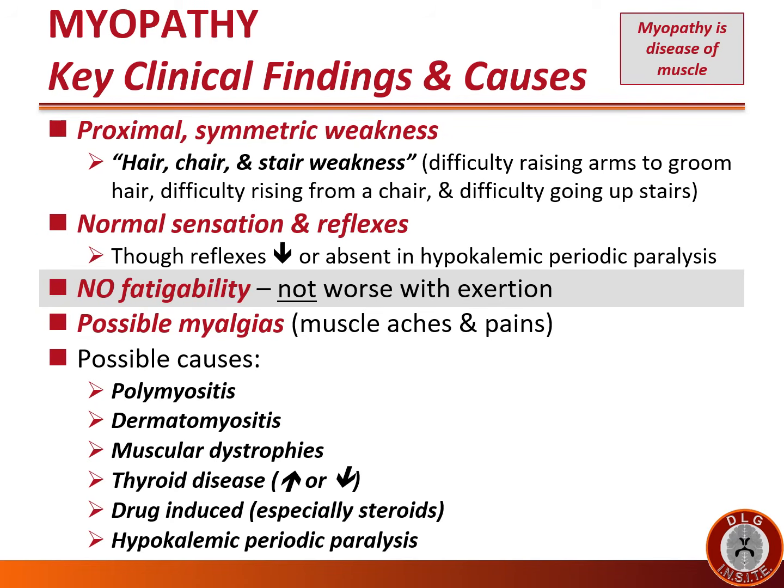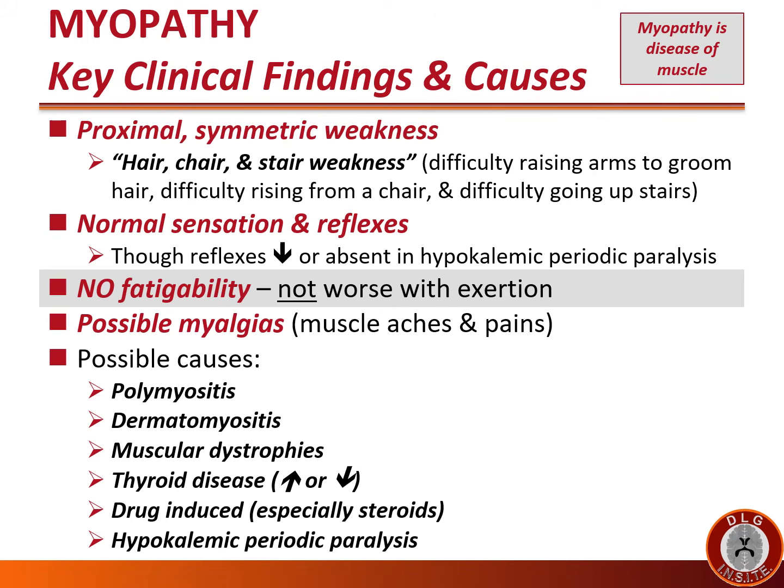Myopathy refers to disease of muscle, muscle-pathy disease. The key clinical findings are similar to myasthenia with one major difference. Like myasthenia, people with myopathy have proximal symmetric weakness, so-called hair, chair, and stair weakness. Like myasthenia, patients with myopathy will have normal sensation and reflexes in general, though there is a type of myopathy in which one has decreased or absent reflexes. That's hypokalemic periodic paralysis. The most important differentiating factor between a myasthenia and a myopathy is fatigability.